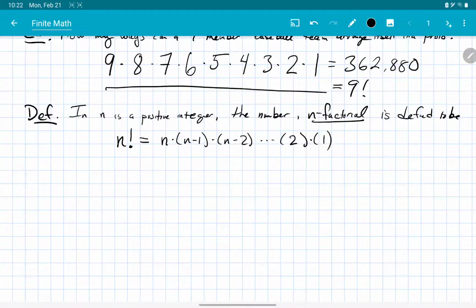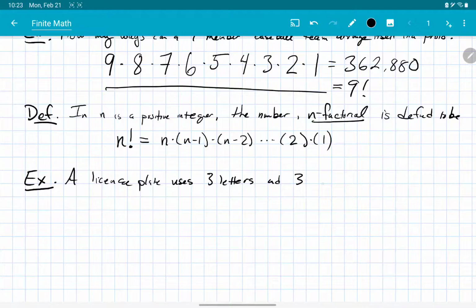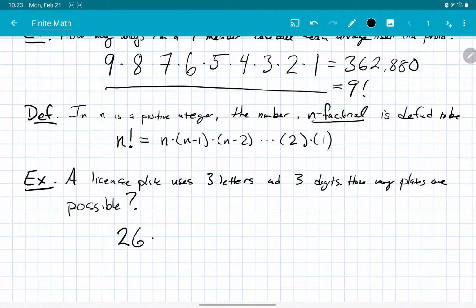Okay, one more example, and then I'll assign the homework. A license plate uses 3 letters and 3 digits. How many plates are possible? Okay, so we're using 3 letters. There's 26 letters. So we get 26 choices for the first letter, and we still get 26 choices for the second letter. There's no rule that you can't have a letter repeated. And then the third letter, we still have 26 choices.